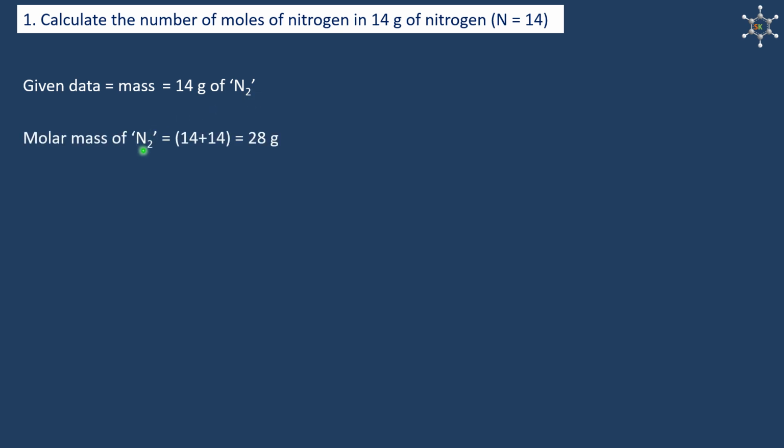Molar mass of nitrogen is 14 plus 14, 28 gram. 14 twice because there are two nitrogen atoms in N2 gas. Mole is given by given mass divided by molar mass. Given mass is 14 gram and molar mass is 28 gram. This ratio gives us 0.5 moles as the answer.